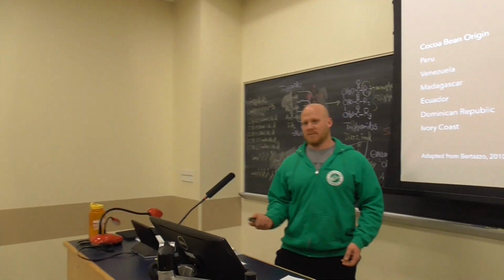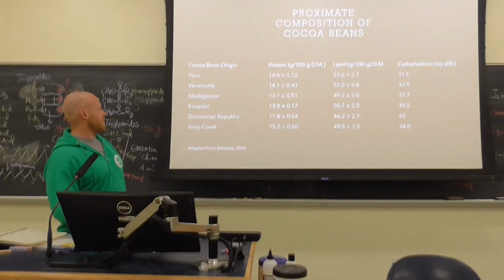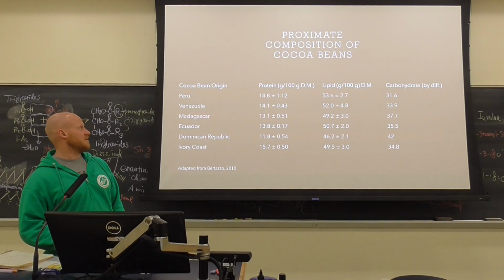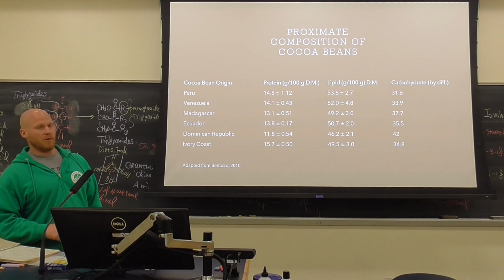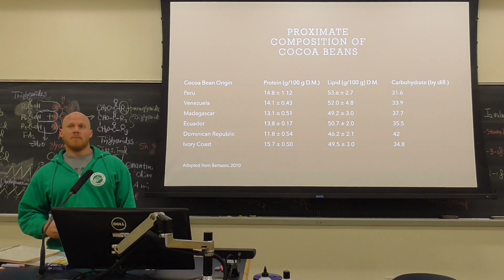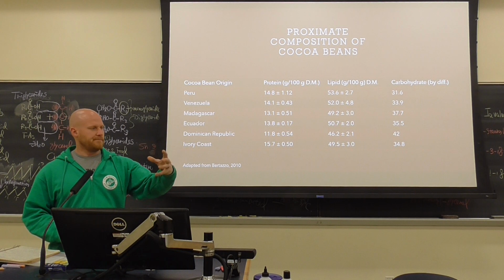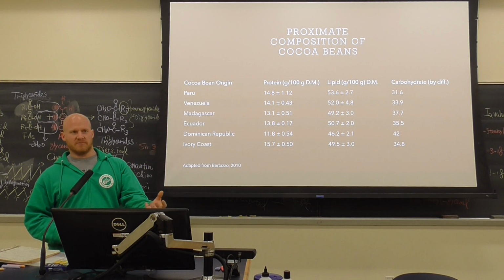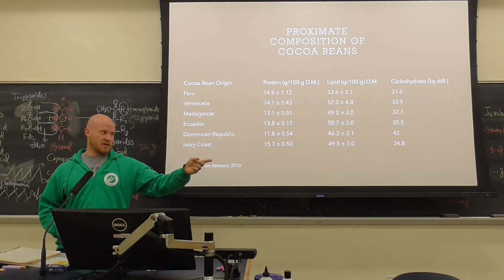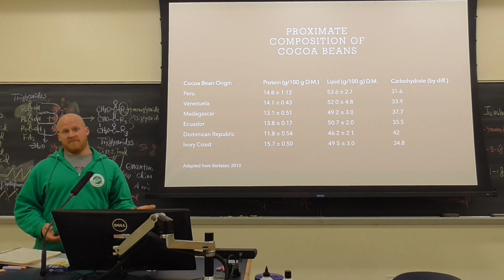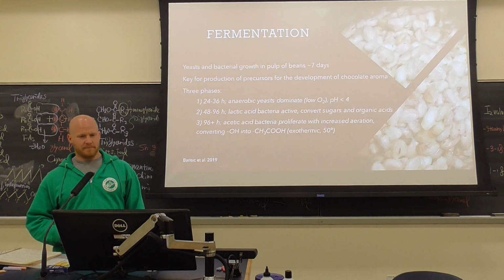We've talked about approximate composition a little bit here. These are the approximate compositions of various origins of beans. I had to figure the carbohydrate by difference because this paper only talked about the protein and the lipid content, but the carbohydrate includes the monosaccharides and disaccharides that we've talked about, and fiber. That's why it's so high. Actually, pure cocoa beans are quite high in fiber, like any seed. They're delicious and quite high in fiber.